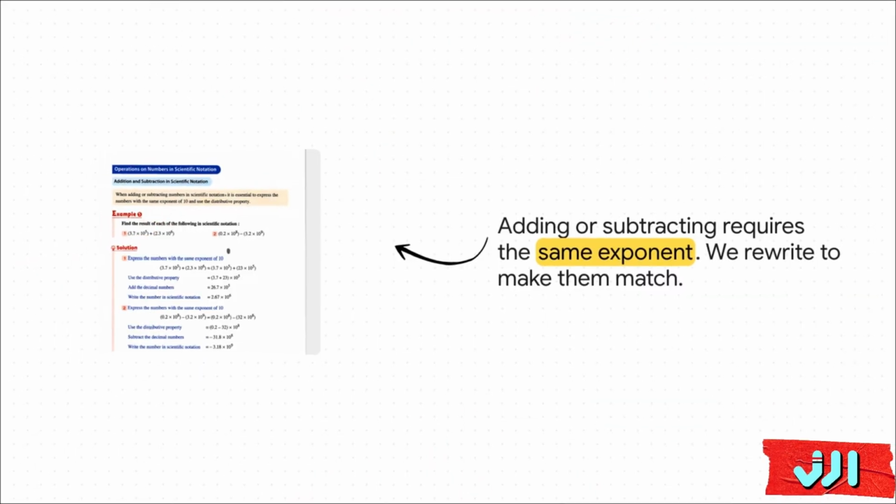So what about doing math with these? Well, for adding and subtracting, there's one golden rule. The exponents have to be the same. So if you want to add 3.7 times 10 to the 5th and 2.3 times 10 to the 6th, you can't just add 3.7 and 2.3. You have to make the exponents match first. So we can change the second number to 23 times 10 to the 5th. Once they match, you just add the decimal parts like normal.